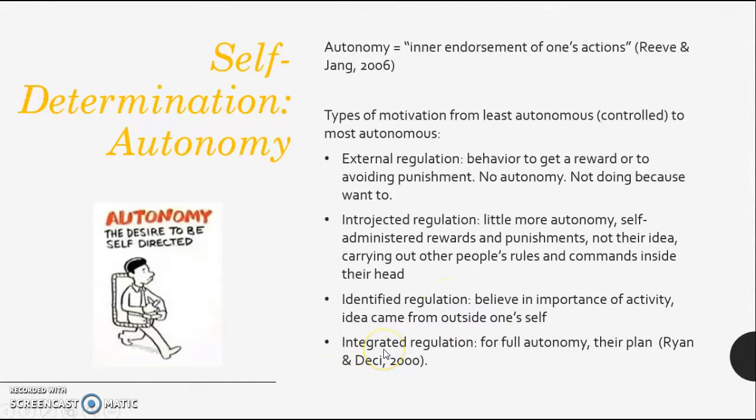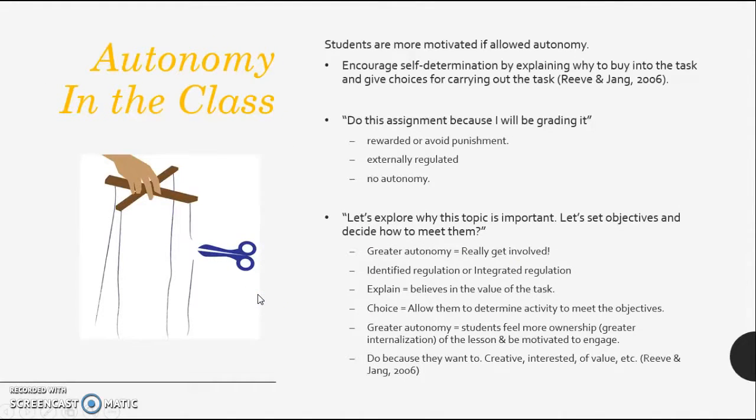And then the most autonomous is integrated regulation. So this is full autonomy. They believe in the importance of the activity, as well as they create the plan. They create the activity. They fully own it. There's a lot of autonomy here. So the more autonomous an activity is, the more motivated a student is to get involved. So students are more motivated if allowed autonomy.